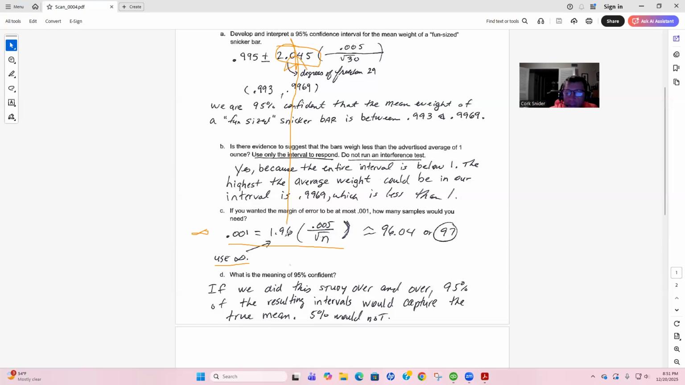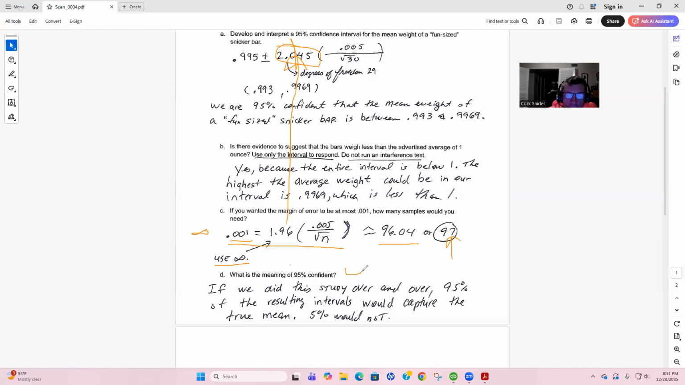You've got to use a generic number and go ahead and solve this mathematically, algebraically. It comes out to be a little over 96. So to be within 0.001, you've got to go to the next whole number, 97. Okay. And then this is the meaning of 95% confident.